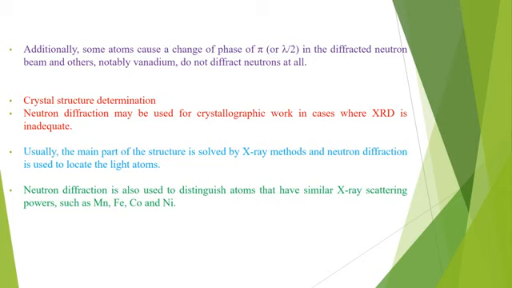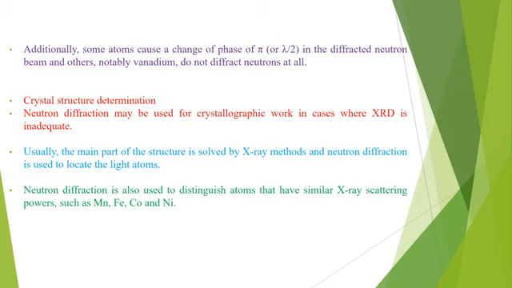Additionally, some atoms cause a change of phase of pi, or lambda by 2, in the diffracted neutron beam and others do not. Notably, vanadium does not diffract neutrons at all. For this reason, vanadium can be used as a sample holder in diffraction experiments because it is transparent to neutrons.